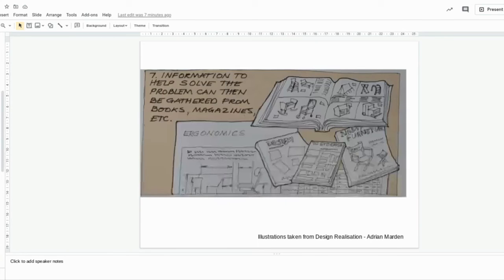Okay, so there's a wide array of information that would help you solve the problem, and you can gather it from lots of different places. And actually, when this book was written, I don't think the internet was even invented. So there it says gather information from books, magazines, but obviously you can use the internet, you could use social media, you could use interviews that you've had with people that are your intended target audience as well.